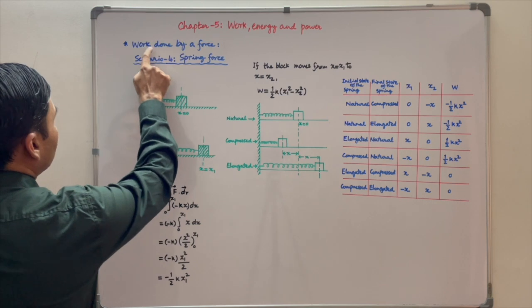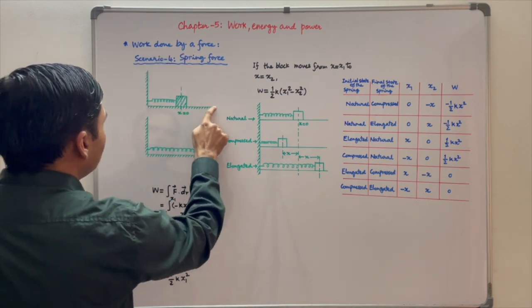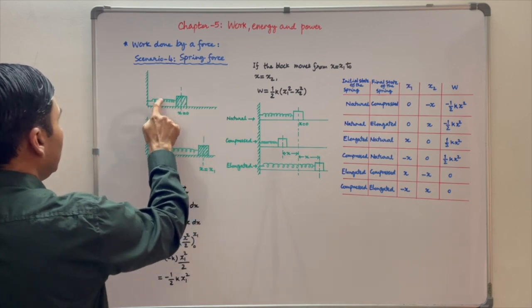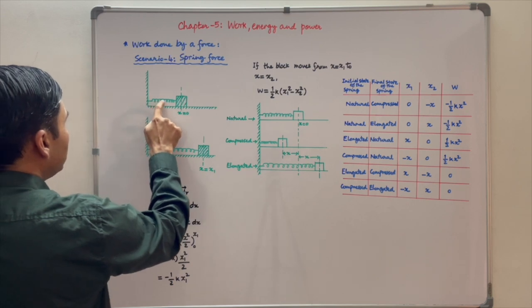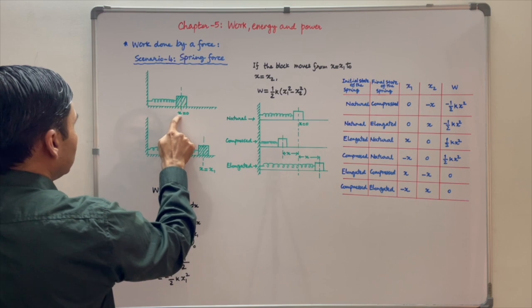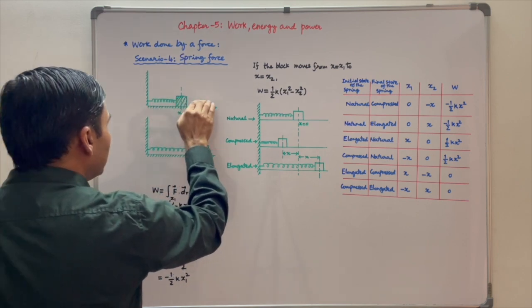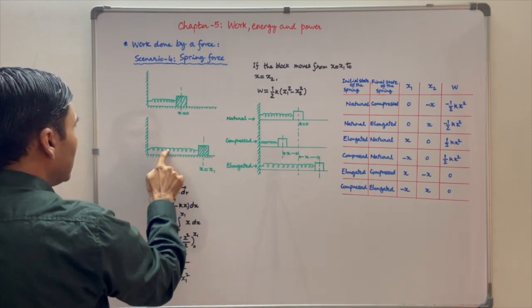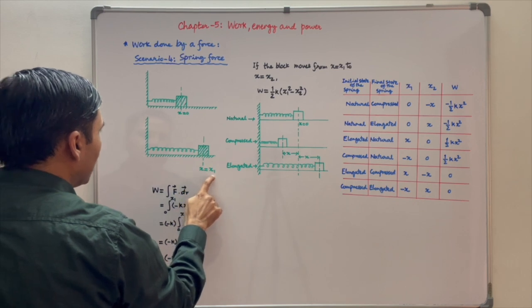Scenario 4. Work done by a spring force. Consider a block is kept on a smooth table. It is connected with a light spring whose other end is attached to a wall. This spring block system is in equilibrium. Suppose the block is at x is equal to 0. Now a horizontal force F is applied on the block so that the spring is elongated. Let's say block is at x is equal to x1 now.